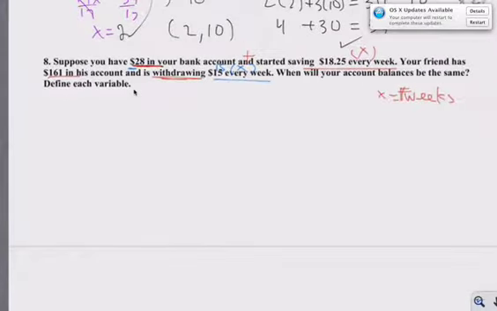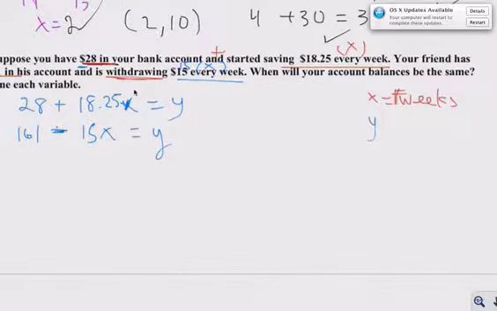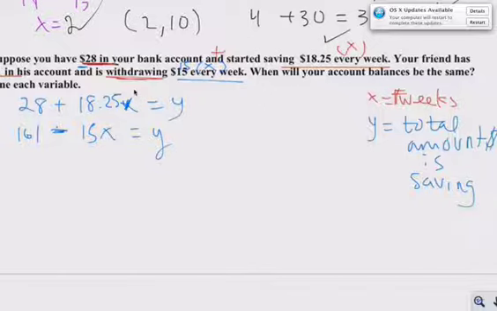When will your account be the same? So your first one is 28 plus 18.25x, and the other one is 161 plus minus 15x. That's equal to y, equal to y. Y then means the total amount of money in savings.